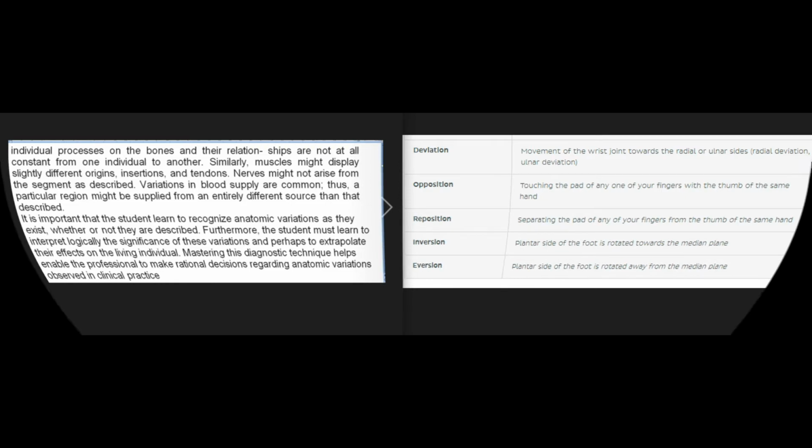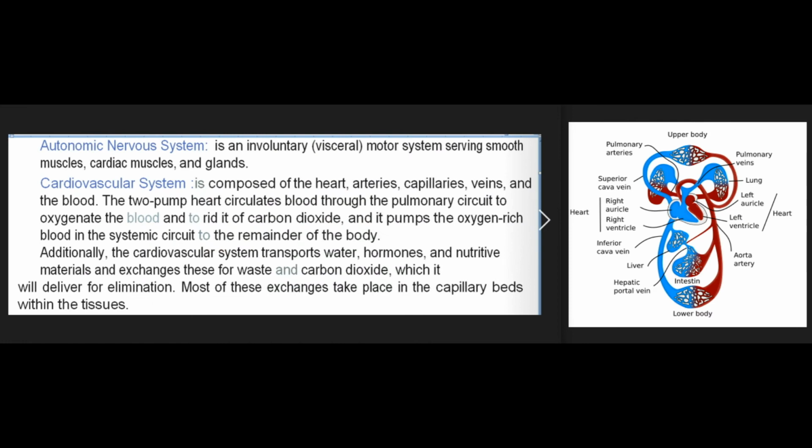Autonomic nervous system is an involuntary, visceral, motor system serving smooth muscles, cardiac muscles, and glands. Cardiovascular system is composed of the heart, arteries, capillaries, veins, and the blood. The two-pump heart circulates blood through the pulmonary circuit to oxygenate the blood and to rid it of carbon dioxide, and it pumps the oxygen-rich blood in the systemic circuit to the remainder of the body.